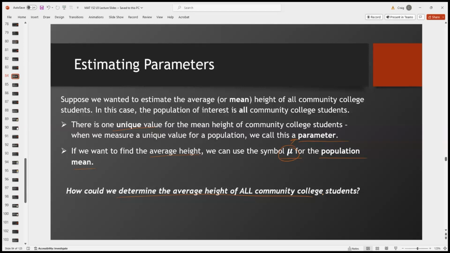Now we couldn't measure every single community college student, right? But how could we determine the average height? Well, there's lots of different ways. You could go and just measure people as they enrolled, or you could just ask a few people, what's your height? Which is essentially kind of what we did in the survey, and you'll see some more of that later. But the idea here is that we have to use a sample in order to represent all of the community college students, because we can't possibly measure everyone. And so we can use that sample to then generate an estimate.